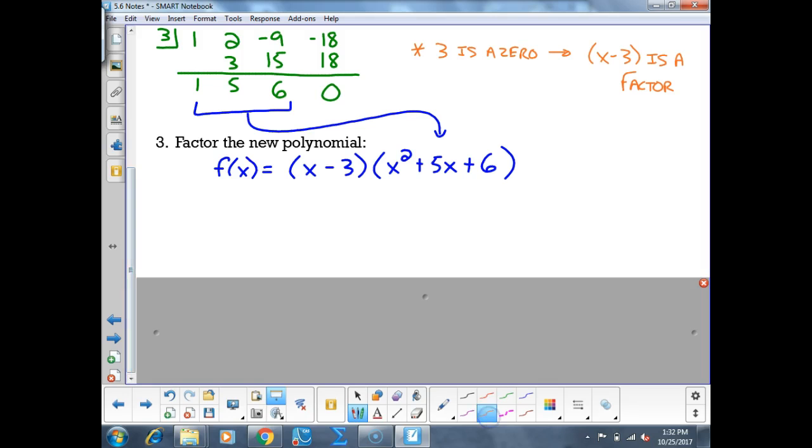Now you got to say to yourself, is this factorable? Okay, what does it factor to be?